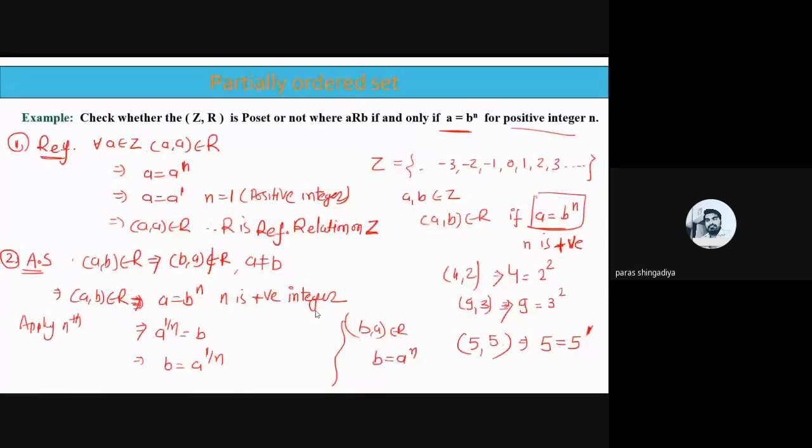Okay, here on the first line what was there: a is equal to b raised to n, where n is a positive integer. So here we get b is equal to a raised to 1 upon n. So for this case, can we say 1 upon n is also a positive integer? Is it true or not?